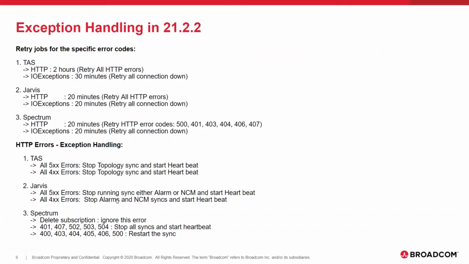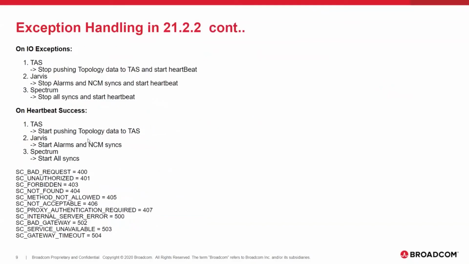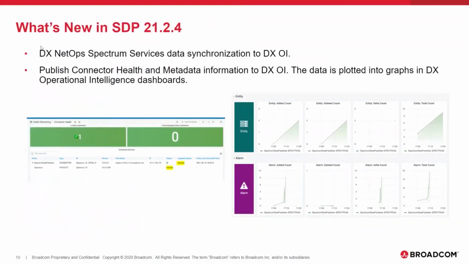In some cases we continue to run the heartbeat. When the heartbeat succeeds, we start publishing the alarms again. In case of IO exceptions, we stop the ongoing sync and start the heartbeat. Then comes 21.2.4.